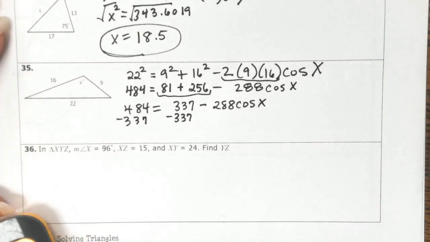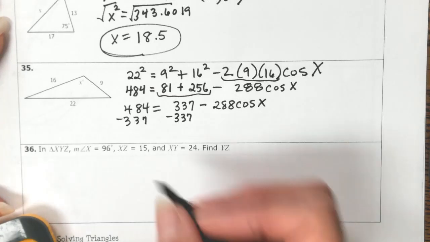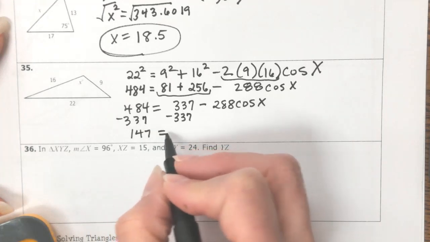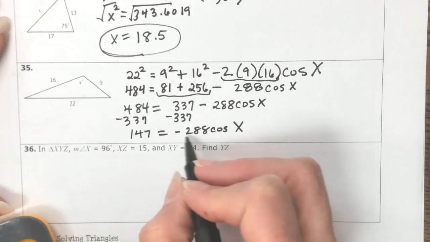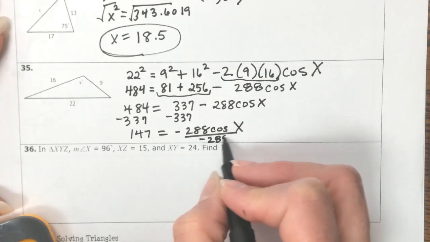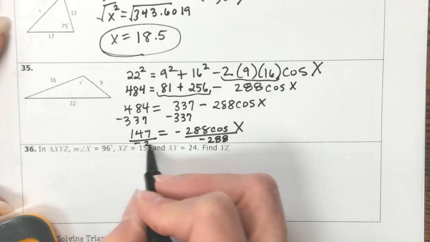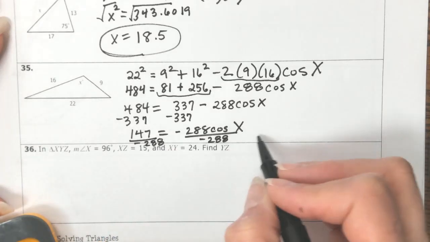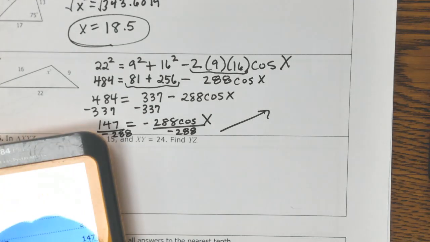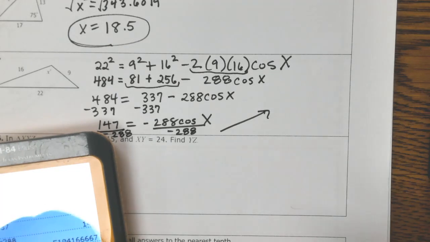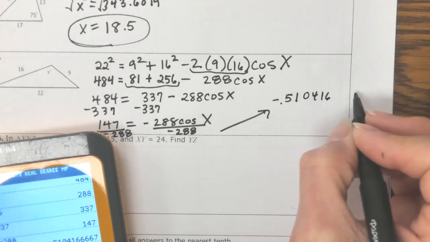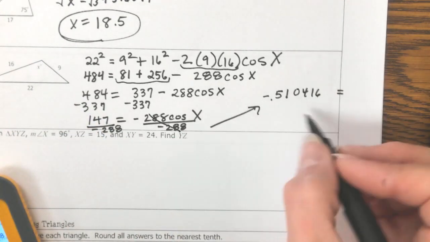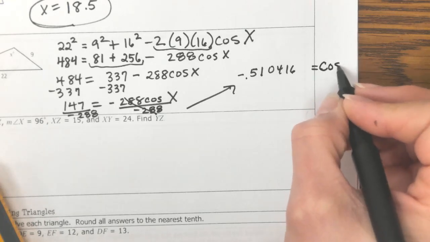If I do 484 subtract 337, I end up with 147. Kind of running out of room in my little box, but I would divide by negative 288. And I'll bring it back over here. So divide by negative 288, and I get a negative 0.510416, and that is my cosine of x.